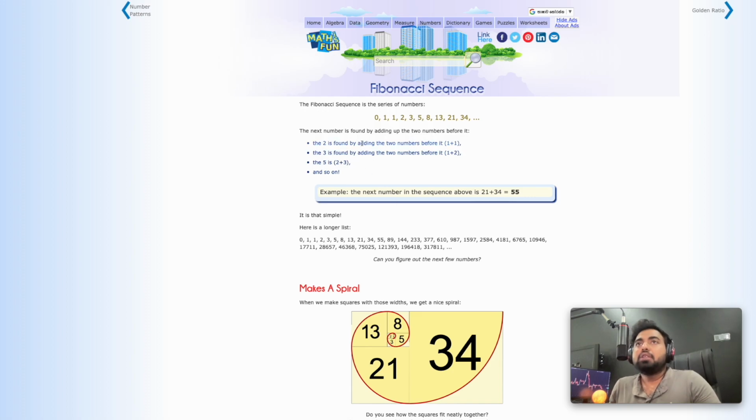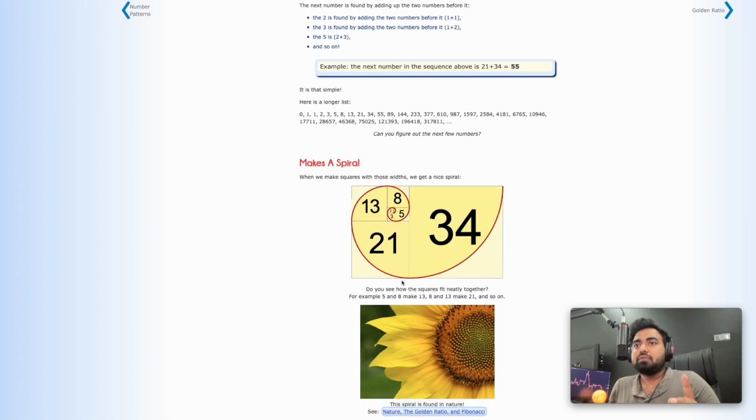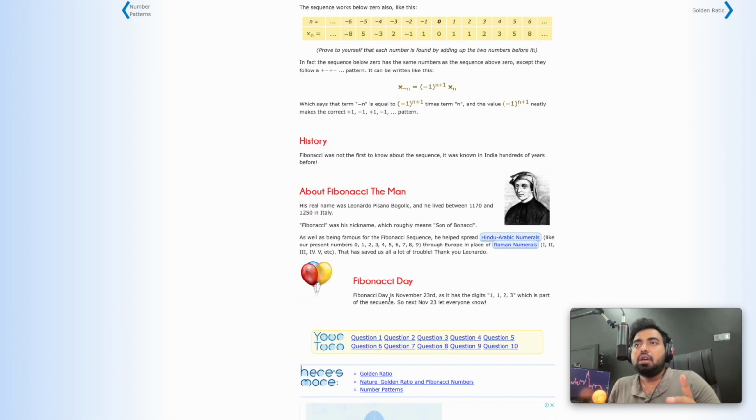In this Fibonacci sequence, this is a number pattern. About Fibonacci the man: he is the guy who actually did not invent it. It is a pattern that already exists in nature. He is the guy who found it, and he is the one who introduced it. Fibonacci was his nickname. His real name is Leonardo Pisano Bogollo.